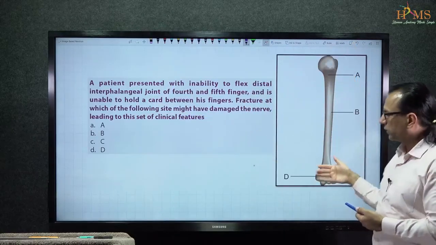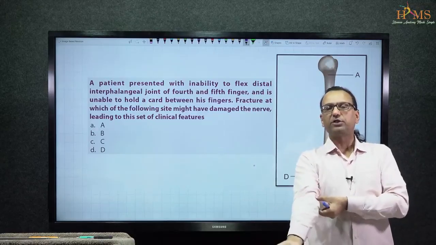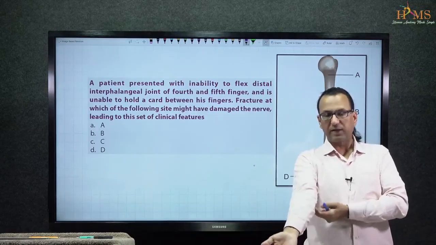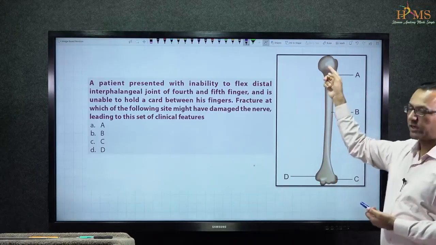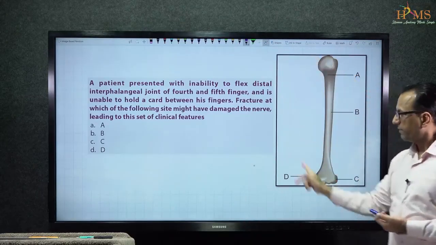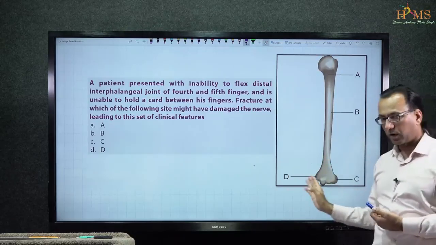The ulnar nerve is related to the back of the medial epicondyle, so it may be a fracture of the medial epicondyle, and the nerve passing behind that could have been injured. Now the head of the humerus is looking medial, so this should be the medial epicondyle, marker number D. Behind that will be passing the ulnar nerve.